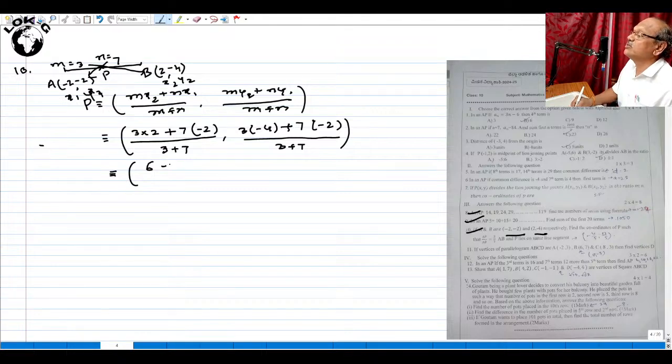Plus into minus is minus. 7 2s are 14, divided by 7 plus 3 is 10. Next, 3 into -4: plus into minus becomes minus, 3 4s are 12, right? Plus into minus is minus, 7 2s are 14. Again, 7 plus 3 becomes what? 10. Just simplify and write. 6 minus 14 is, yes, -8 upon 10.